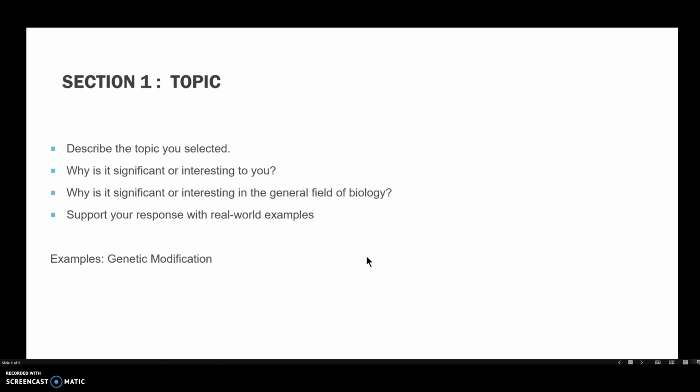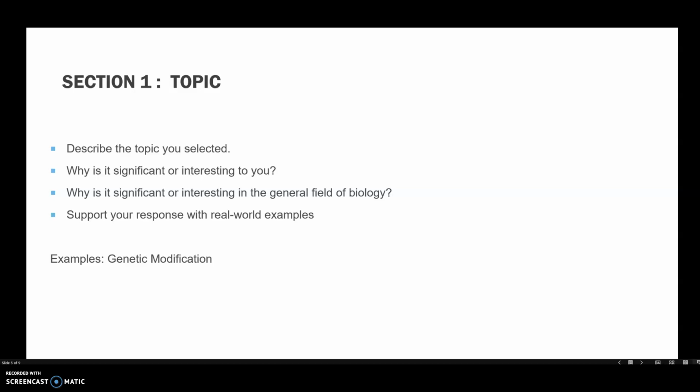So once you've selected your topic, you're going to describe the topic you selected. You're going to talk about its significance or its interest to you, and then why it is significant or interesting to biology in general. And while you're answering those questions, you're supporting it with real-world examples. The example I give here is that I chose genetic modification. Now that's the one I said was a little bit more difficult. I just want to show you how this can be done with a difficult topic.